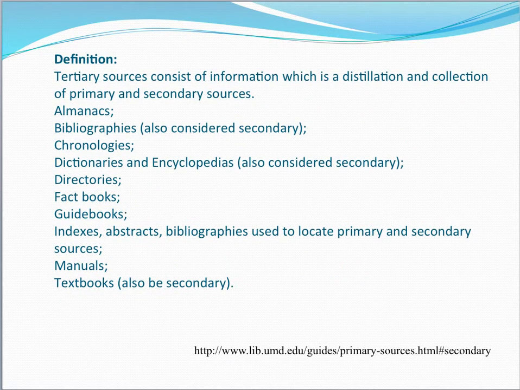Tertiary sources, and here it gets a little bit more complicated, consist of information which is a distillation and collection of primary and secondary sources. And here we have many of our reference materials. We have almanacs, bibliographies, chronologies, dictionaries, encyclopedias, directories, fact books, guidebooks, indexes, abstracts, manuals, and textbooks. And all of these, of course, are what we call the reference collection. These are tools that we have in our reference collection. They may be electronic nowadays, or they may be printed. These are what we consider traditionally to be the reference sources.